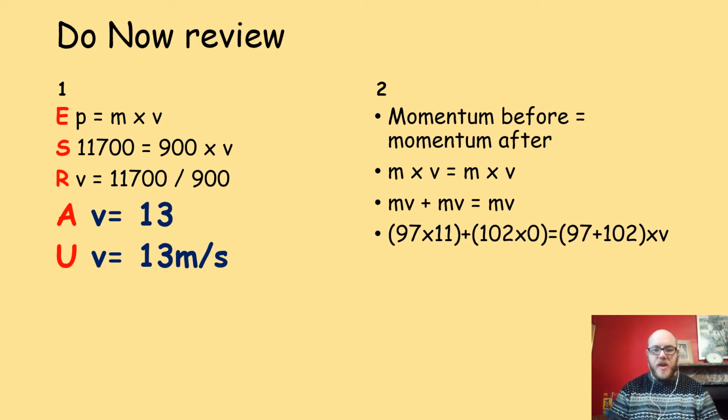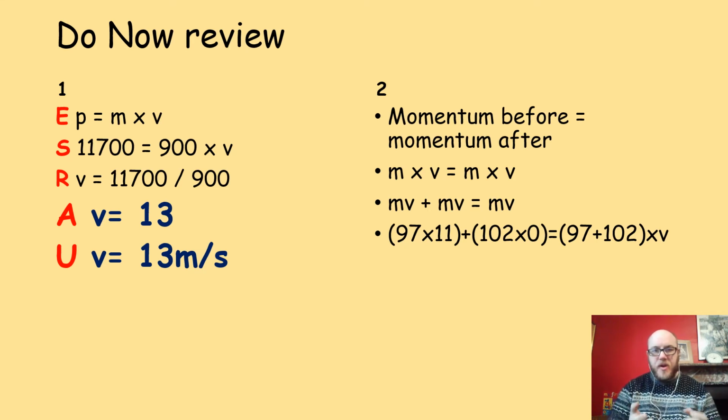So we substitute in the numbers now. We have 97 times 11, that's momentum for Jack. 102 times 0, that's momentum for Linus. And then after the collision, we've got their combined mass, 97 plus 102, multiplied by their velocity. Remember, they're moving off as one body.